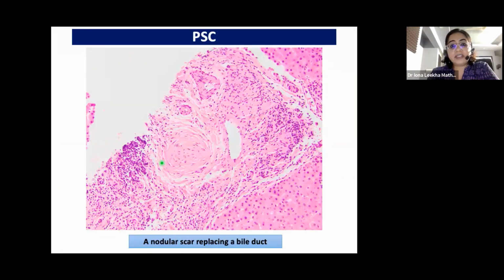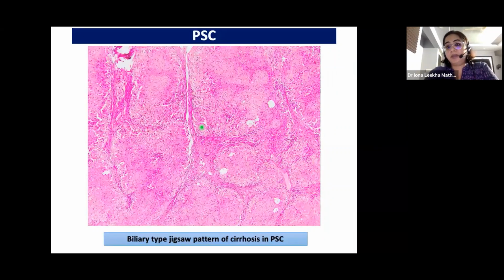Here again there is concentric fibrosis. Here the nodular scar has replaced a bile duct, so we can't see the bile duct at all in this picture. And this is the biliary type jigsaw pattern of cirrhosis in primary sclerosing cholangitis.